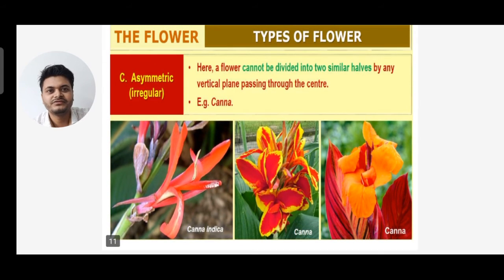Now asymmetric flower. What is an asymmetric flower? Asymmetric flowers are irregular flowers. Here a flower cannot be divided into equal halves by any vertical plane passing through the center. Example is canna, that is Canna indica. You can see these flowers cannot be divided equally in any plane.